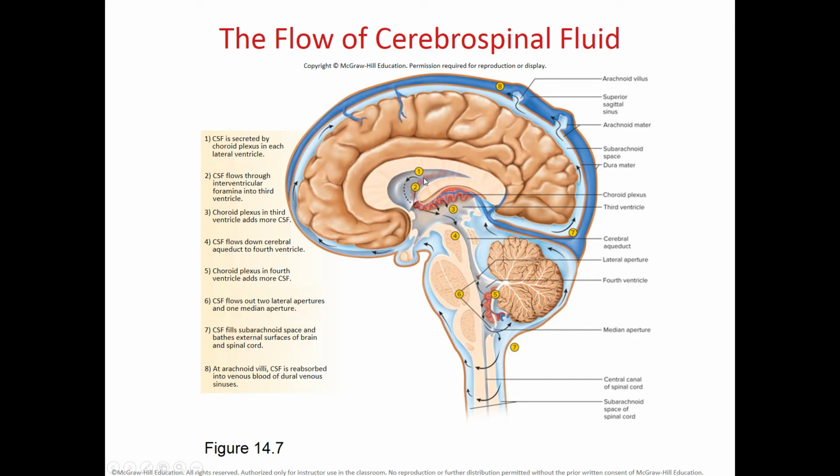So this is how the CSF flows. From lateral to third to fourth to lateral apertures back into the subarachnoid space, and then from fourth, also going into the ependymal canal, and then down through the lateral apertures into the subarachnoid space in the spinal cord.